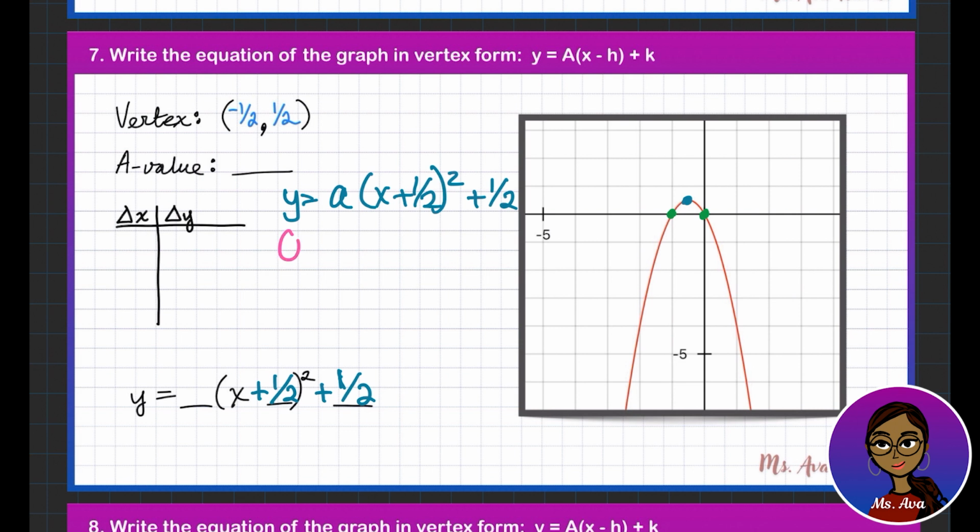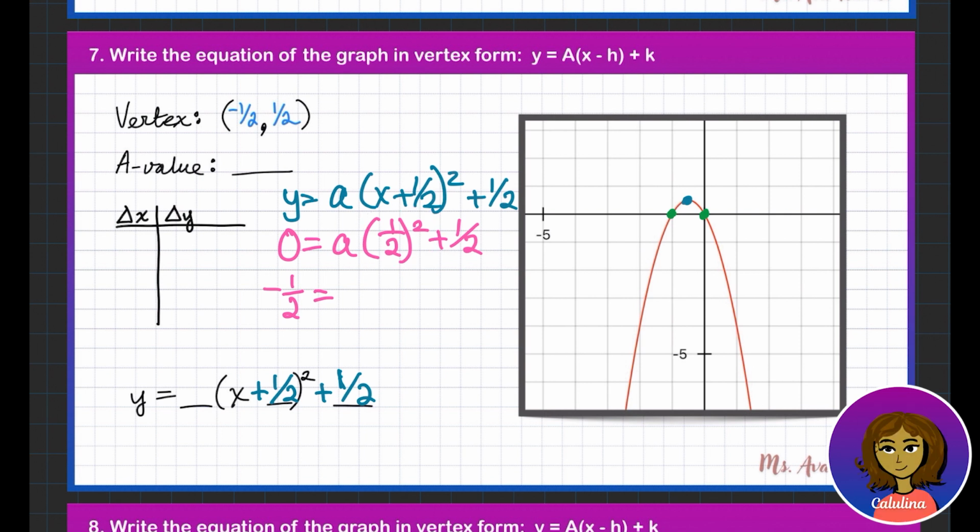So that's going to look like 0 equals a times 1/2 squared plus 1/2. And then we can subtract the 1/2 from both sides. So that'll give us negative 1/2 equals, and what's 1/2 squared? What is that going to give you? Is that just 1/4? Yes, that's correct. So 1 over 4a.